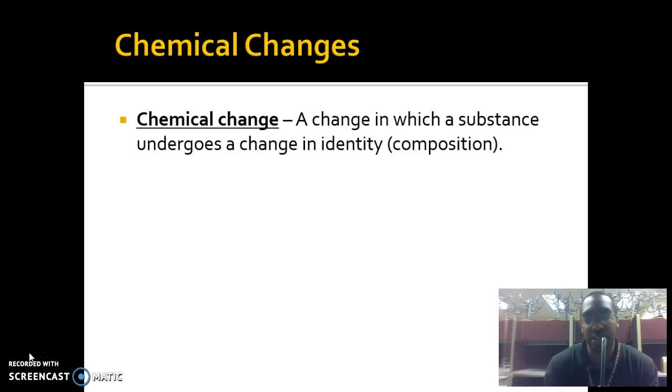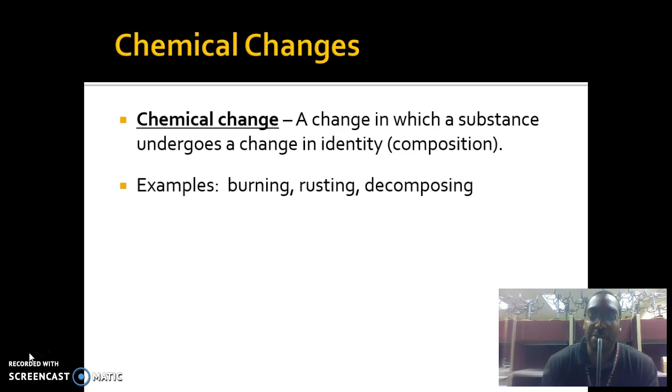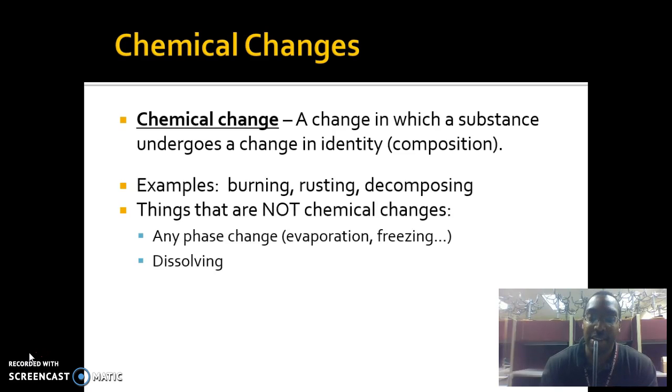Okay, so for chemical changes, a chemical change is a change in which a substance undergoes a change in identity. In other words, there's an identity change going on there. The composition has changed. The substance has changed into something new. Examples are burning, rusting, and decomposing. Those are all examples of things that once they have undergone that change, they are now a new substance.